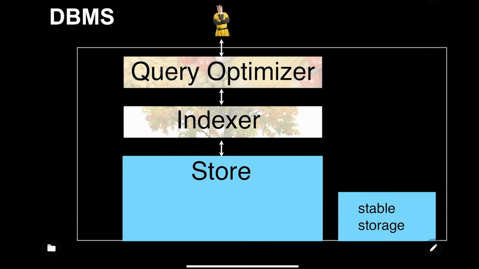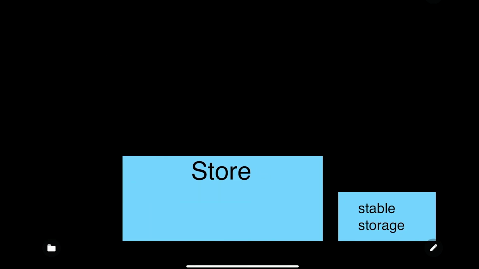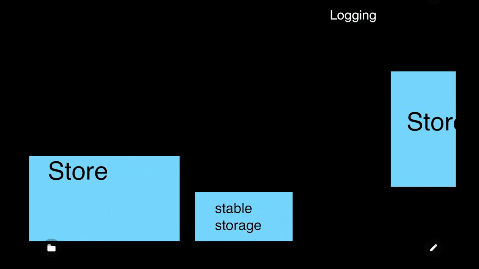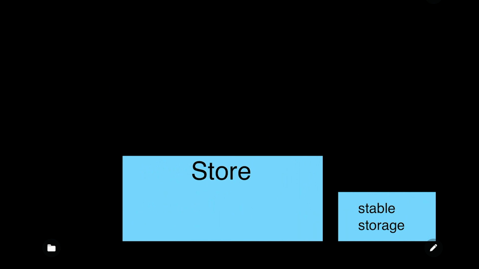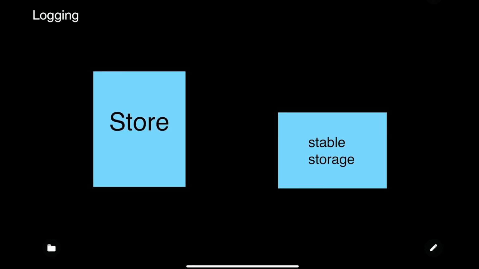Here's a more idealized picture of that. It gets even more idealized. No, okay, you can't abstract this any further, right? Then we would have a black screen or something like that. So we have a store and we have a stable storage. And so how does logging work?